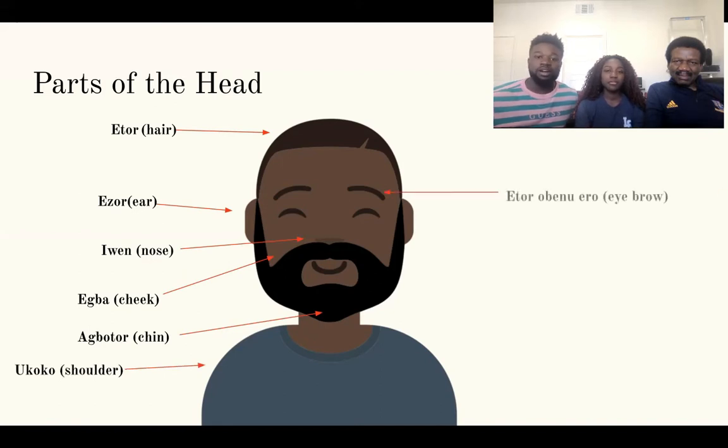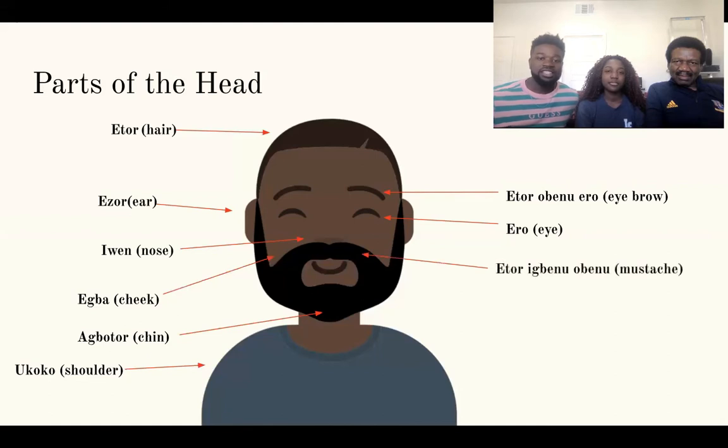And then we have the eyebrow, which is eto obenuero. I kind of just want to break this down real quick. So eto, again from previously, that's hair. And then obenuero: ero, which is eye, as we'll get to next. Yes. So eye is ero, and obenu is above it. So we have the hair above the eye.